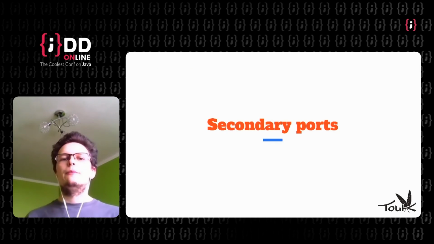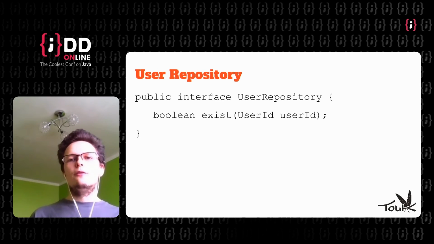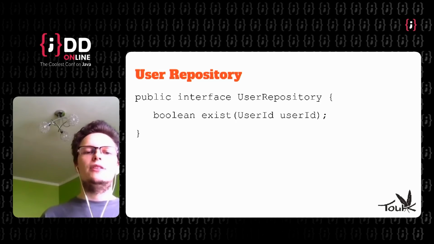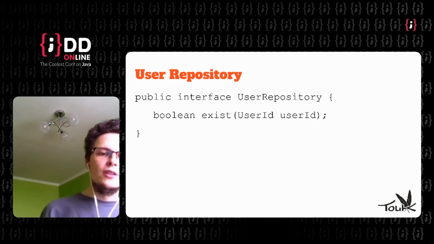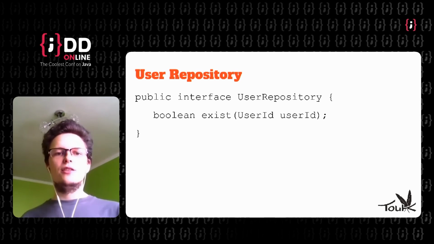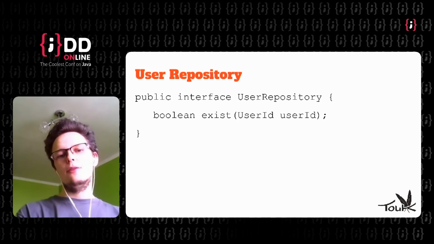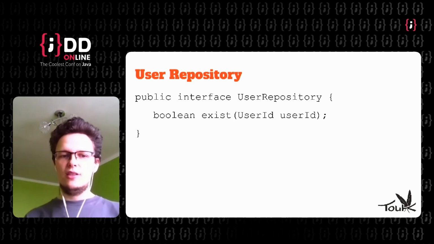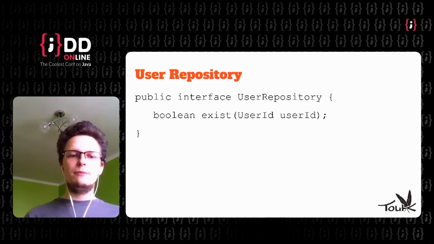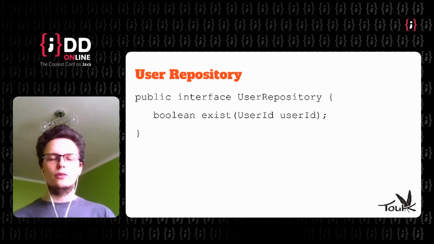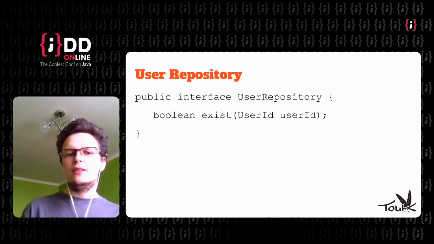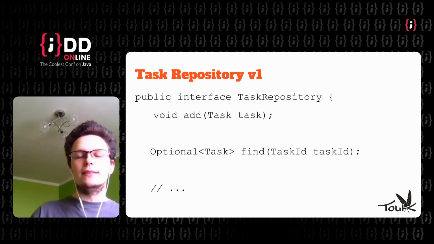We have the secondary ports, and here we start with the user repository. Here we have only one method: does the user exist or not? We don't have the whole information on how to take the user from the database or how to save the user in the database. From the perspective of this domain, we only need to know whether it exists or not. We have named it repository, but it could be something else.